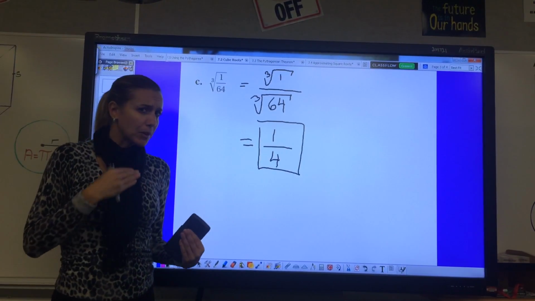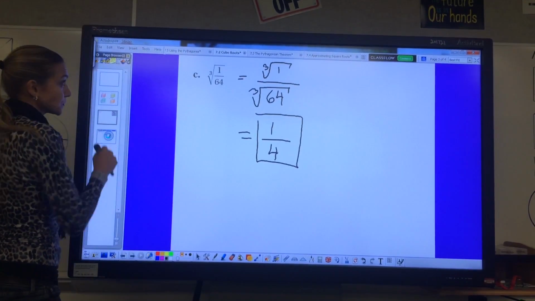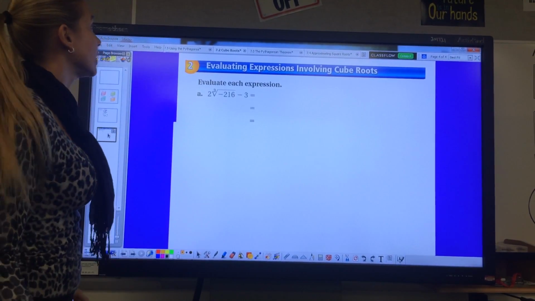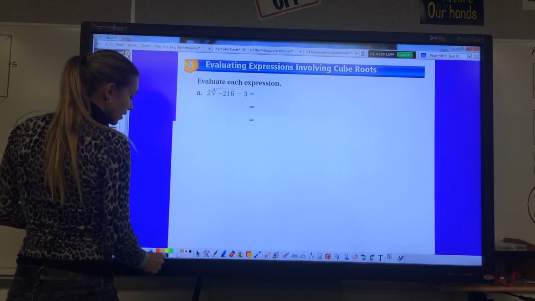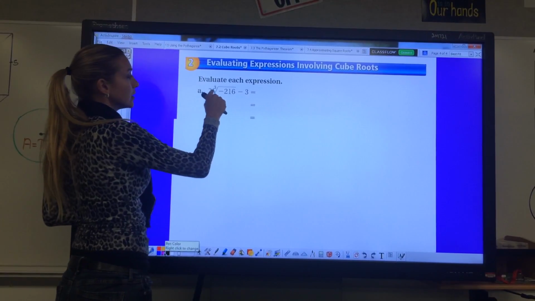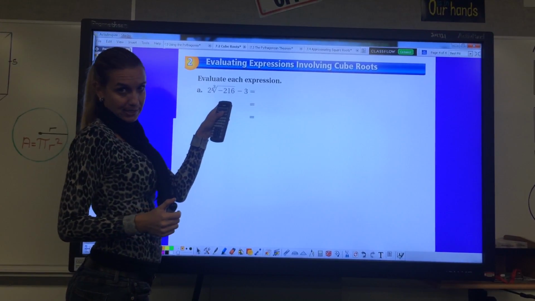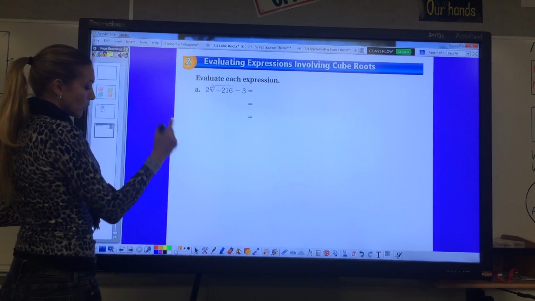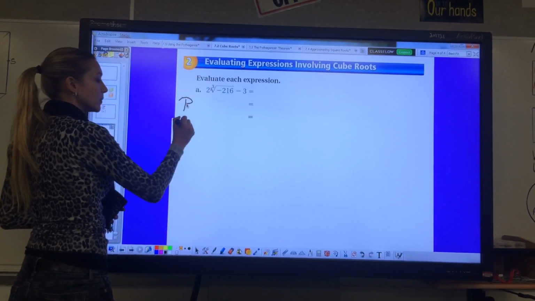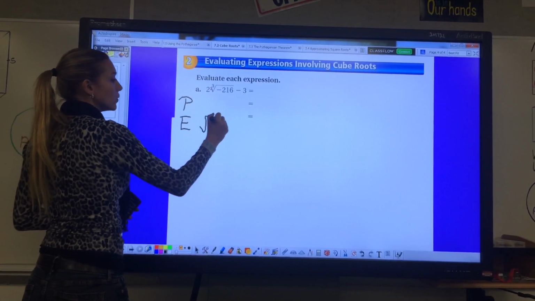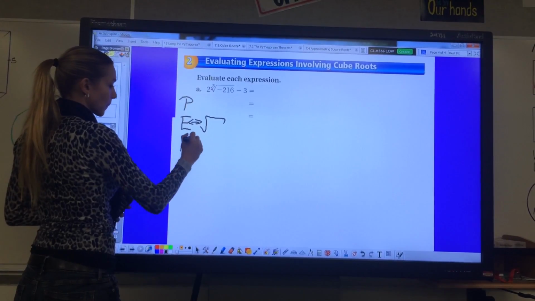We will step the game up just a little tiny bit, but it's not really all that difficult. We're going to be evaluating expressions. First, I'm going to look at this, and I notice right away there's a multiplication between a 2 and the cube root of negative 216. Now, what I will think is PEMDAS. I always want to write down PEMDAS on the side because I need to follow the order of operations. Please remember these go hand in hand.